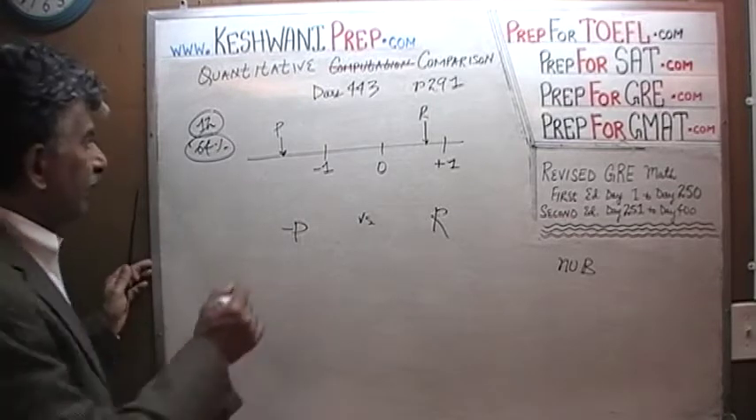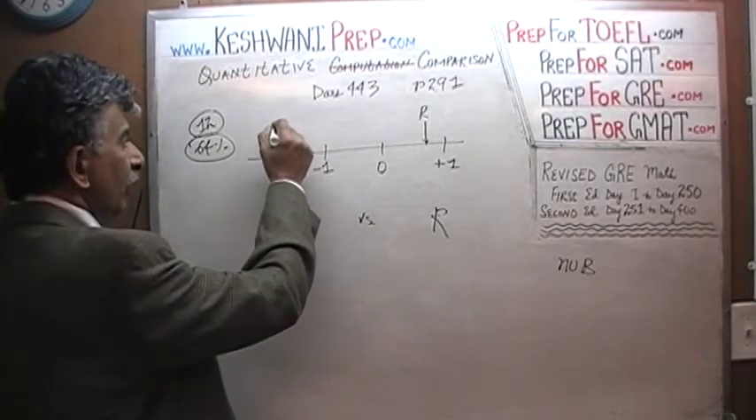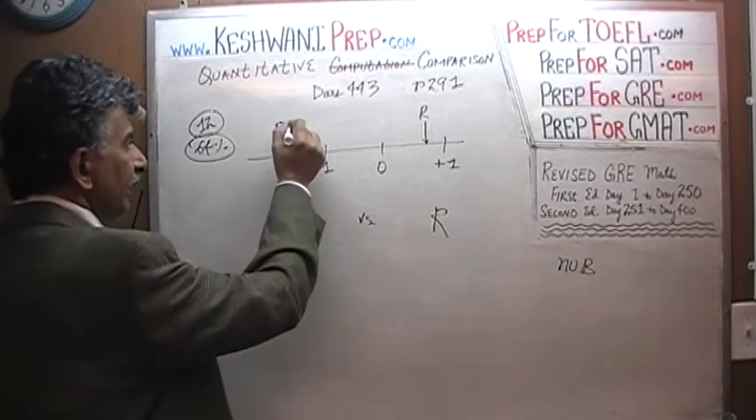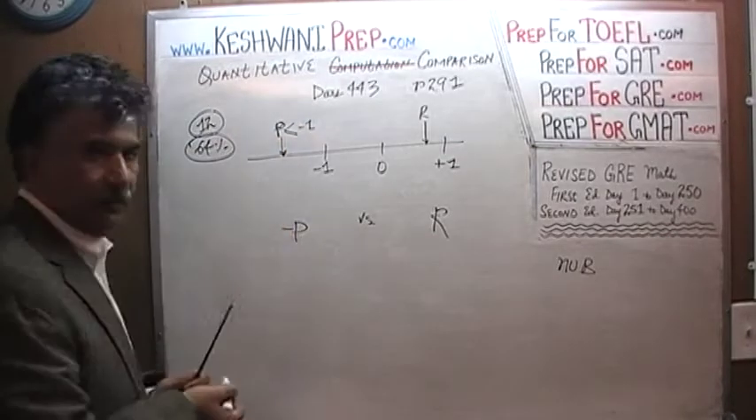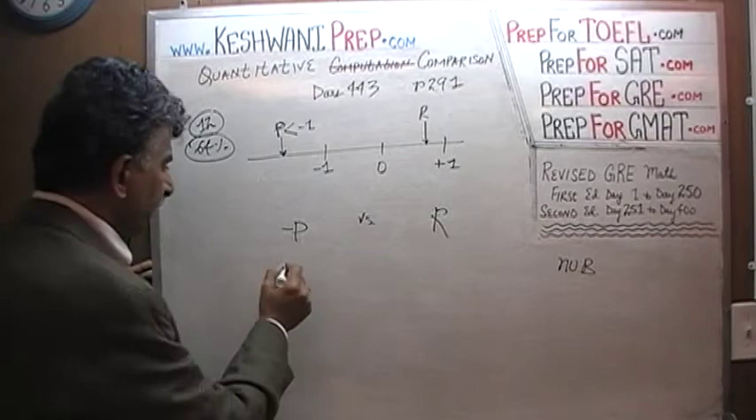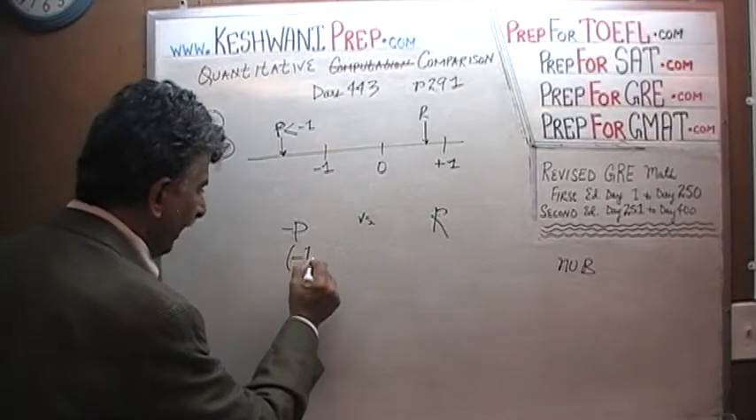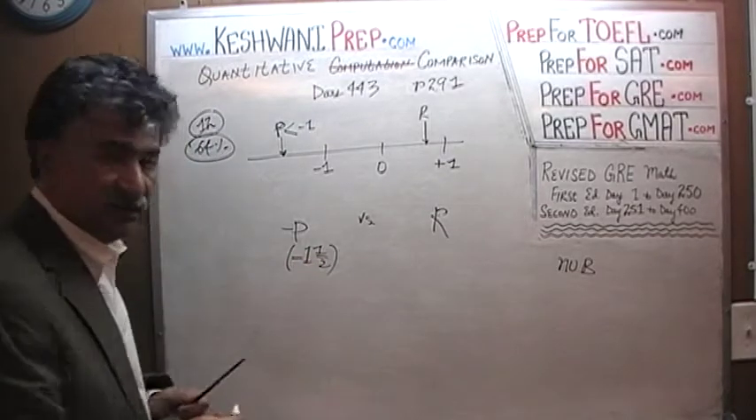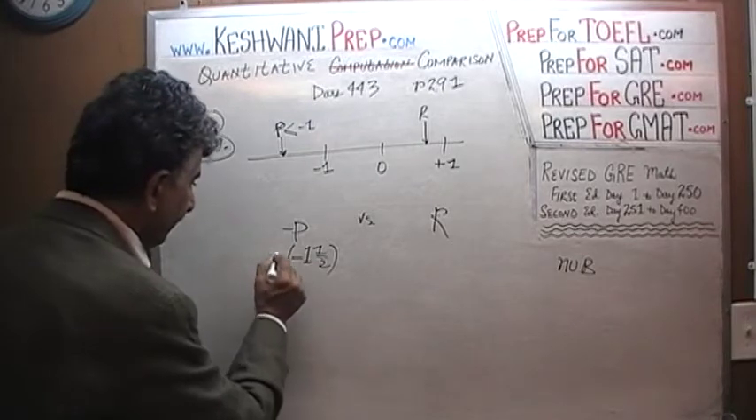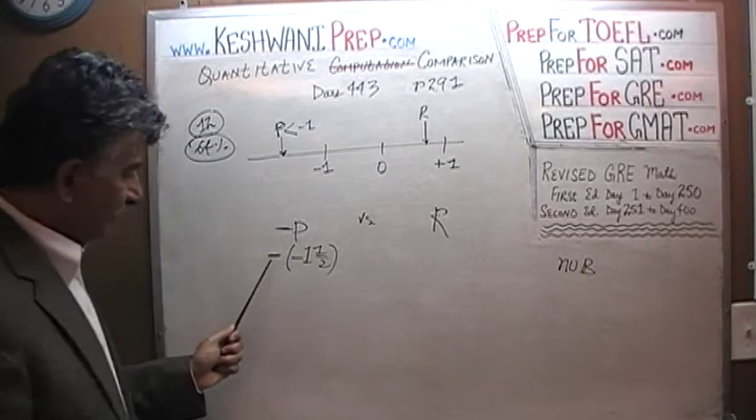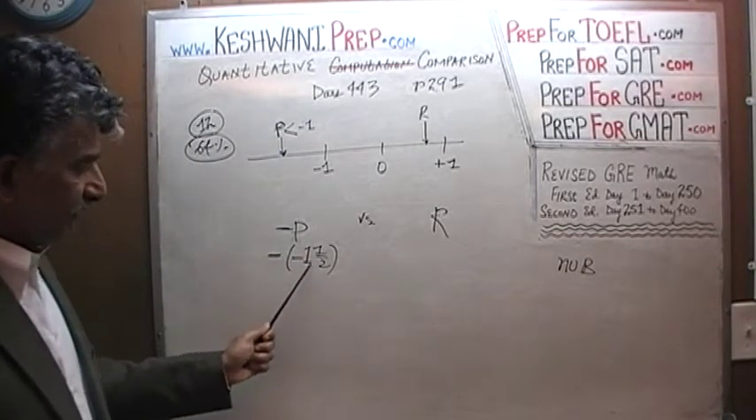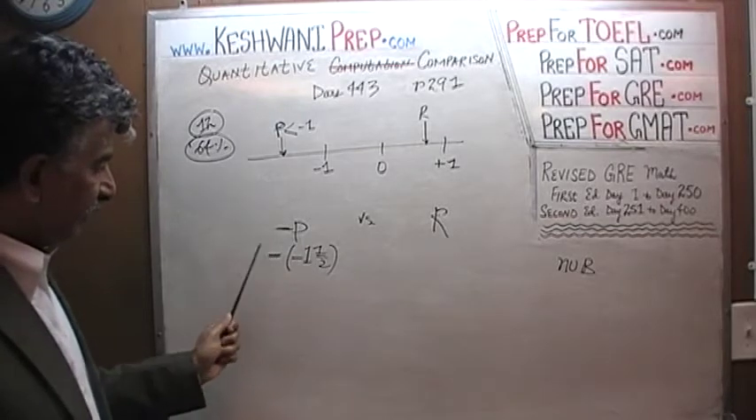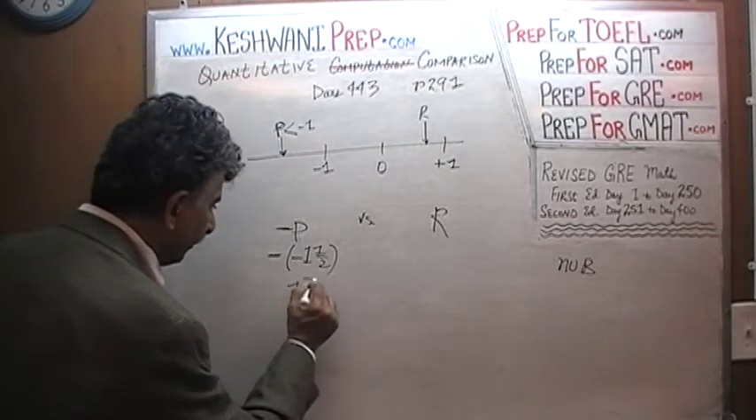Here's what's going on. For negative P, P itself is a negative quantity. P, as we can see, is less than negative 1. Let's make a number here. Let's pretend that P is negative 1 and a half. If P is negative 1 and a half, then we have a negative sign in front of the P, right here. Which means this negative and the fact that P itself is a negative quantity, this negative and this negative will become positive. This will be something more than 1.